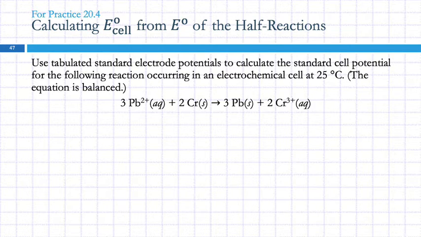So let's do an example. Okay. So we're going to use those tabulated standard electrode potentials to calculate the standard cell potential for this reaction occurring in an electrochemical cell at 25 degrees Celsius, and the equation is balanced. They're just telling us that so we don't have to worry about it. At 25 degrees is just saying, that's what all the standard potentials are measured at, and so we don't have to mess around with temperature either.